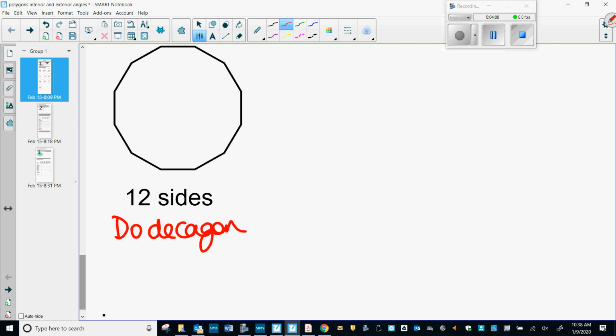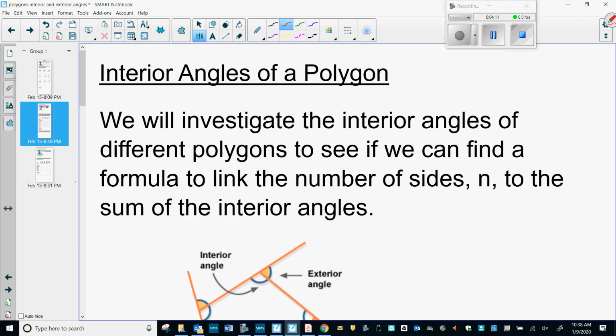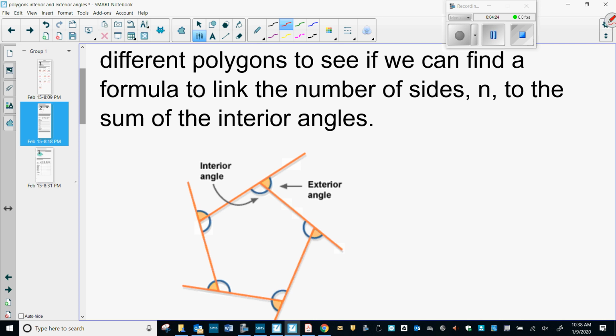So, interior angles of a polygon. Sometimes you are asked about the interior angles and the exterior angles, so we are going to investigate. Interior angles are these ones here. Remember we talked about the exterior angle of a triangle yesterday? The exterior angles are made if you extend the lines of each side of the polygon in the same direction. Can you see all of these lines are extended in a clockwise direction?